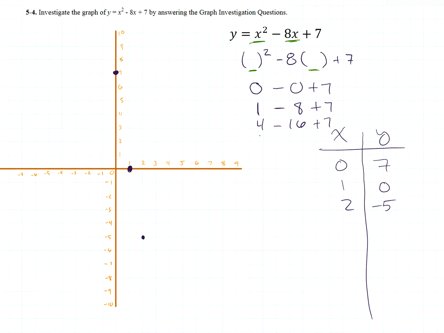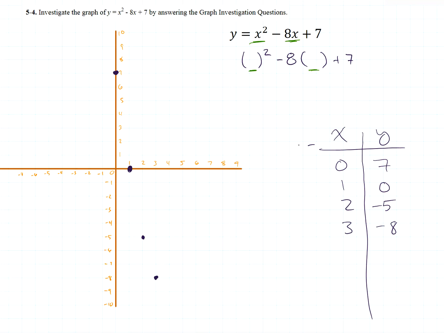Let's go to 3. 3 squared is 9, and negative 8 times 3 is negative 24. Negative 24 plus 7. If I combine 9 and 7, that's 16. And then 24 minus 16 is the number 8. So when I plug in the number 3, I get a negative 8. So 3, negative 8. If I plug in 4, I've run out of room here. Let me erase these. I'll keep this record over here.